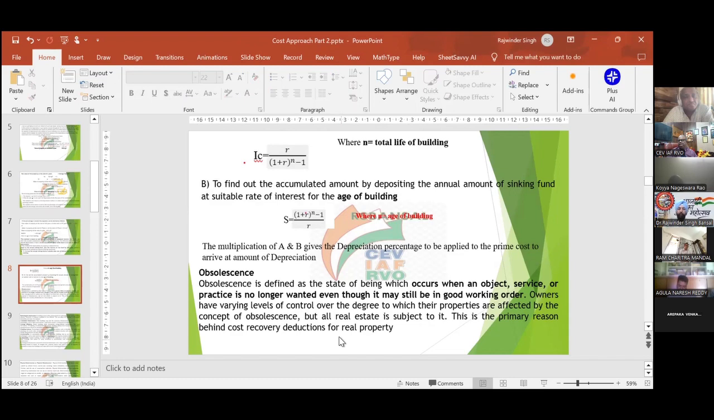And next is obsolescence. So we will discuss these things with certain examples that will clear your doubts. Whatever doubts you have will be cleared when we do some examples. Any doubt about up till now about the depreciation part?